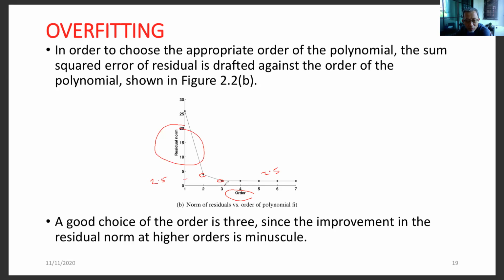So the problem now is whether you want to choose 3, 4, 5, 6, or 7. So what choice do you have? A good choice of the order is 3. The best is 3 because it is the beginning of where the residual becomes consistent or constant, since the improvement in the residual norm at higher orders is minuscule, meaning that it becomes more stable at 2.5.